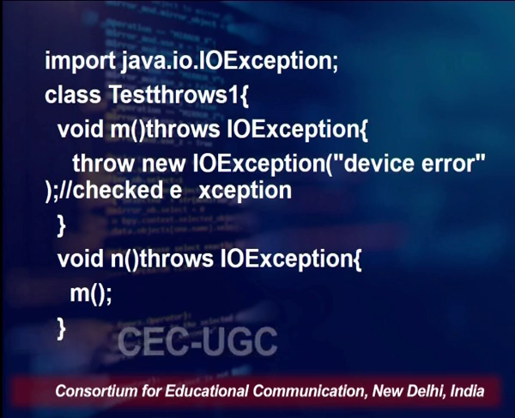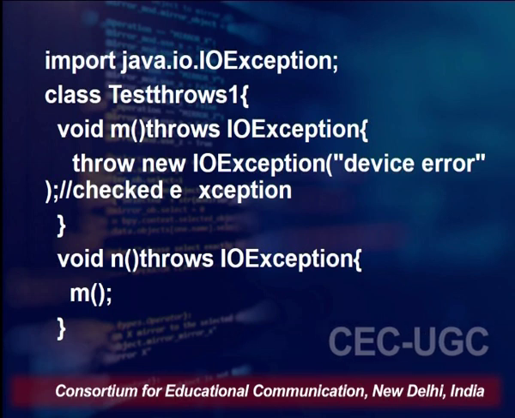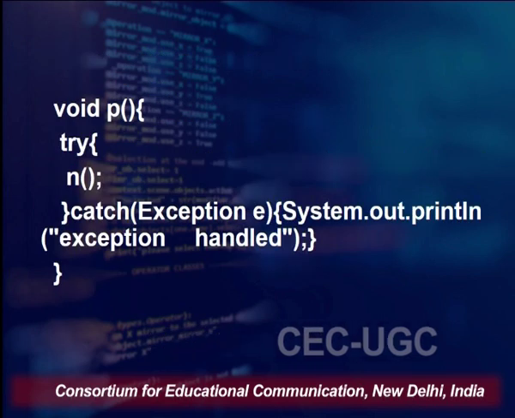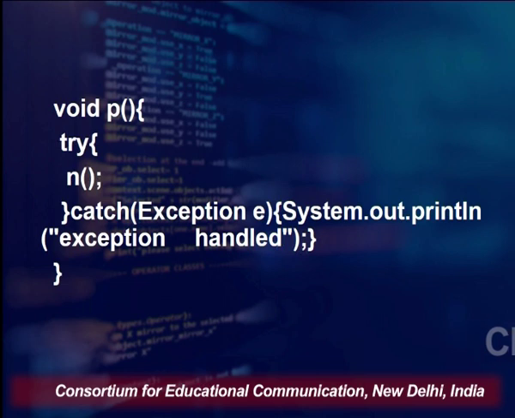And within this m we have used the keyword throw in order to generate a new exception object. And within a method p, inside the try block we have given n. Please take the reference of the previous program of exception propagation, in which m is called inside n, and n is again called inside the method p.